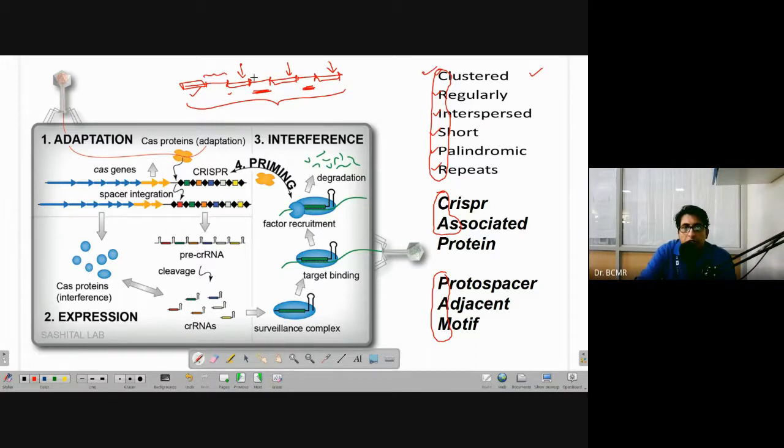The space I was telling you about, there is a definite space between them, and these are the repeats. There is a space here in between, and there are repeats. So clustered, regularly interspersed, that is about the space. Short palindromic repeats. These are the palindromes. What is a palindrome? Like we learned in restriction endonucleases, you read from here and here, the sequence is similar, right? So they are clustered, regularly interspersed, short palindromic repeats.